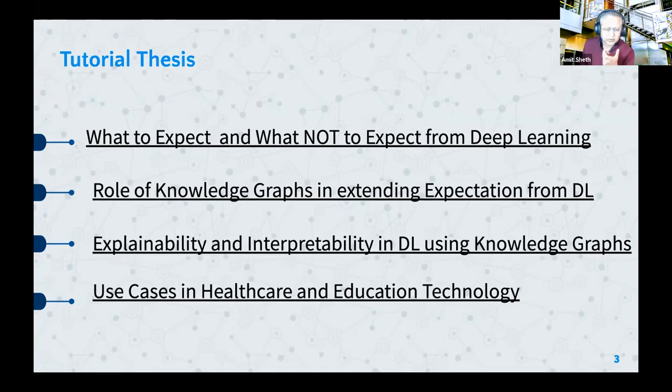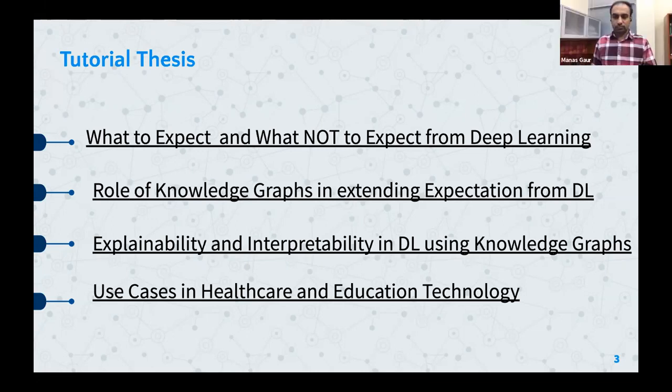With the success of AI, but deep learning being a black box, meaning it's hard to explain how a deep learning algorithm came to a particular conclusion, explainability and interpretability have become extremely important. So we want to explore how the use of knowledge graph can help us obtain better explainability and interpretability for the statistical AI techniques in deep learning, and then we'll look at a couple of use cases.